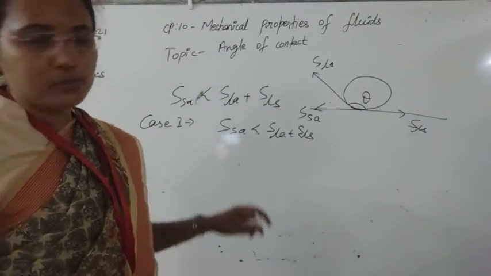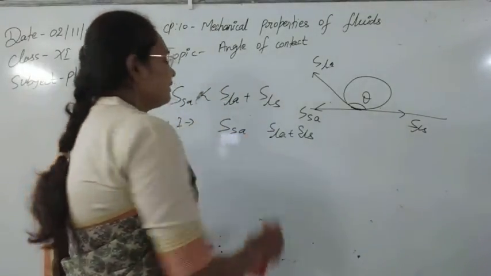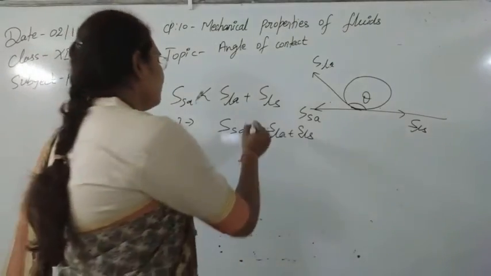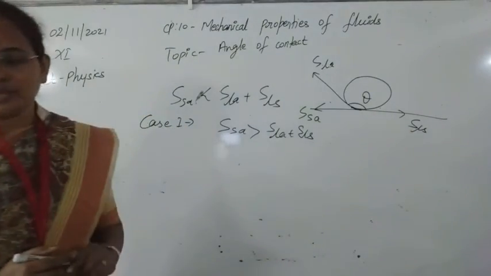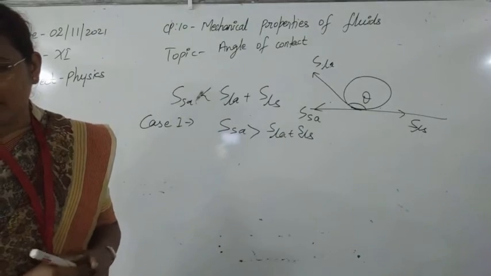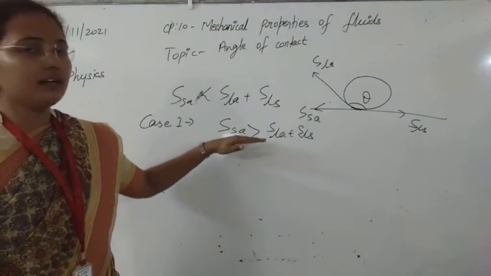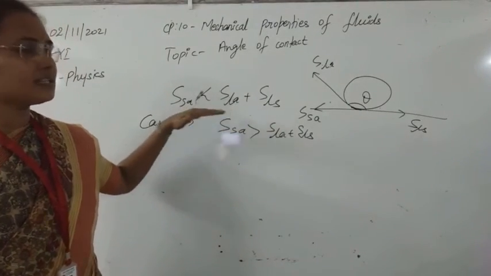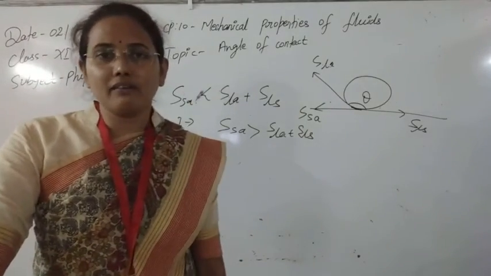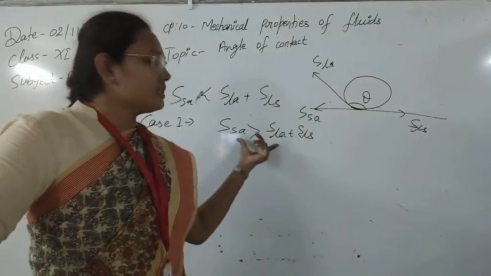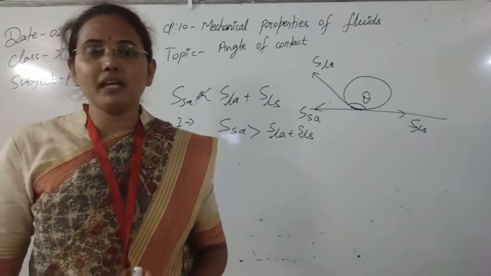For the second case, it is possible if this one is greater. When it is greater, it means that our liquid will not be in equilibrium, because this is the condition for equilibrium of a liquid drop. But whenever this condition is satisfied, then the liquid will not be in equilibrium.